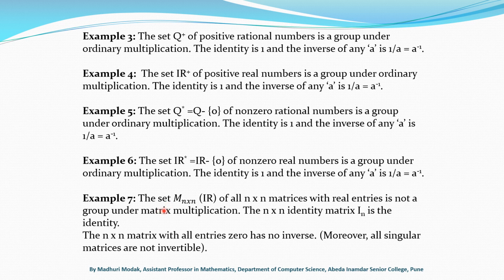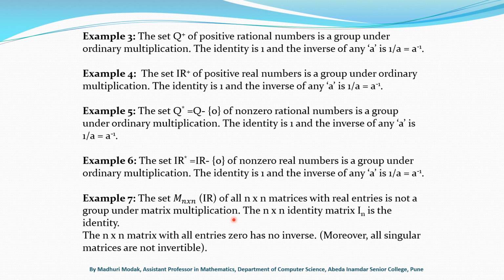Then what is the identity element for any matrix A in M n by n R? There exists an identity matrix In of order n by n such that A into In is equal to In into A is equal to A. So the identity matrix of order n means n rows, n columns with all diagonal entries 1 and non-diagonal entries 0. That forms an identity element of M n by n R with respect to multiplication.